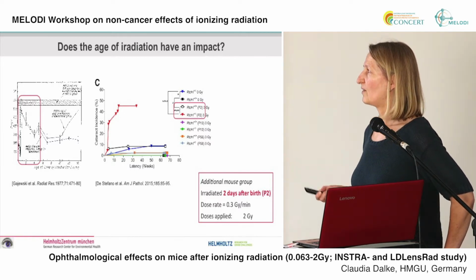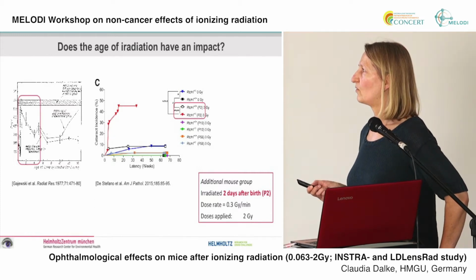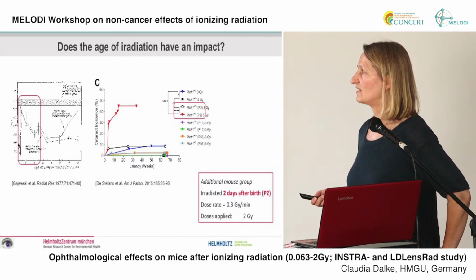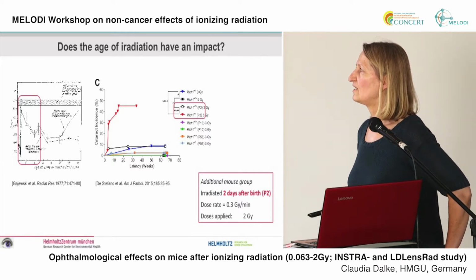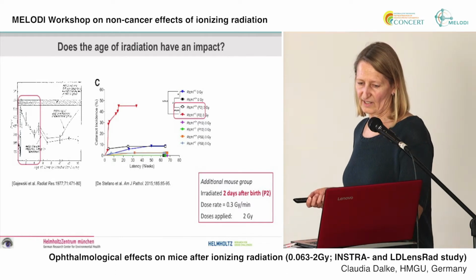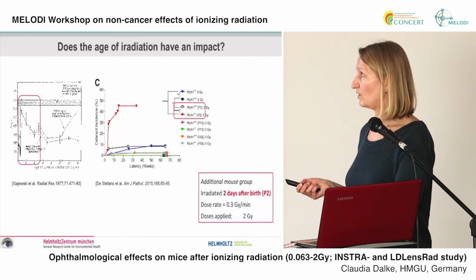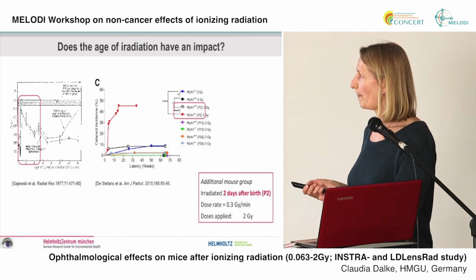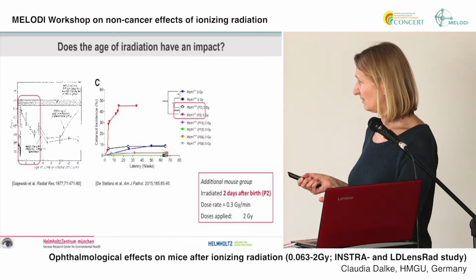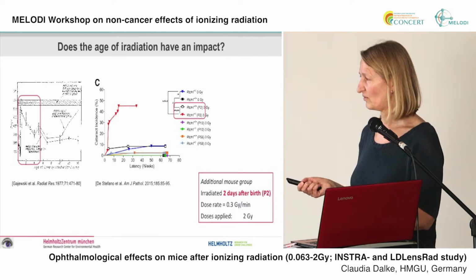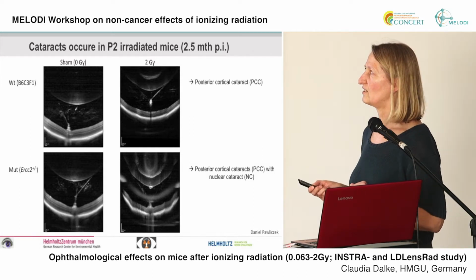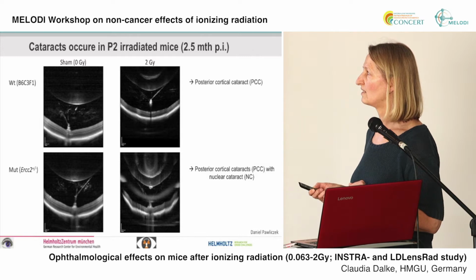And here again we have these patched mice, also irradiated at the age of 2 days, and we have a big increase of cataracts in these early irradiated mice. So we don't see this, or they don't see this in the 10 days and 56 days irradiated mice. So these are here. But let's come to our neonatal irradiated mice. So these are again these OCT pictures of wild type and mutant mice, sham irradiated and 2 gray irradiated mice.